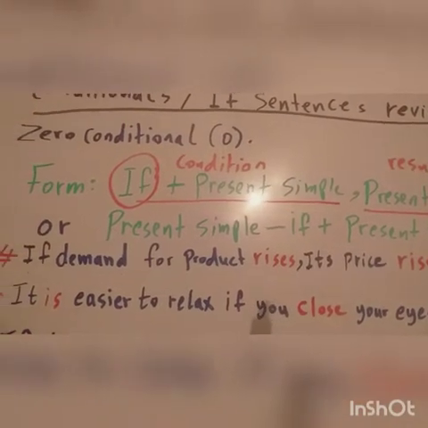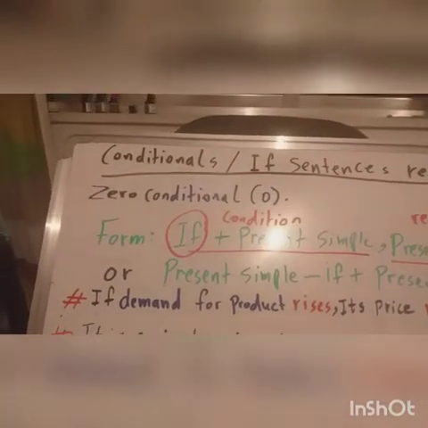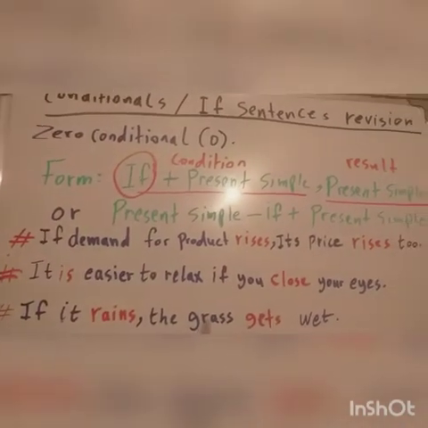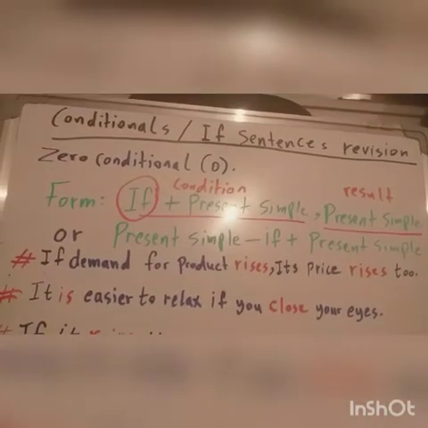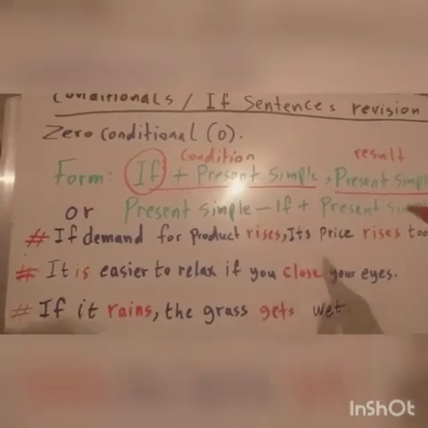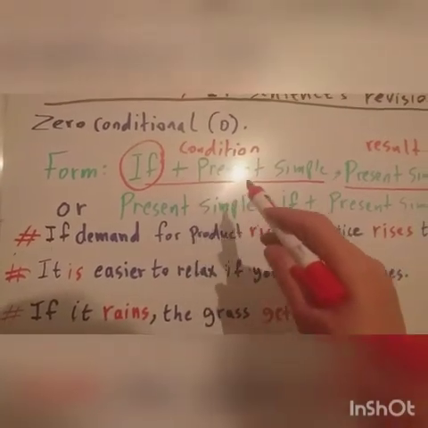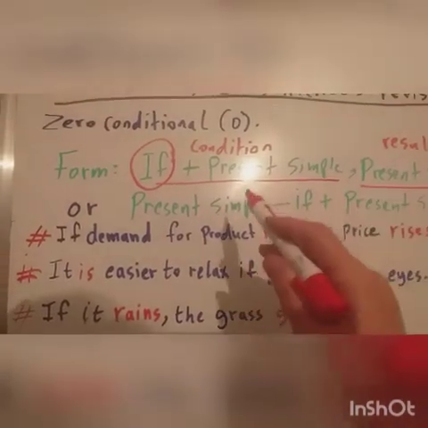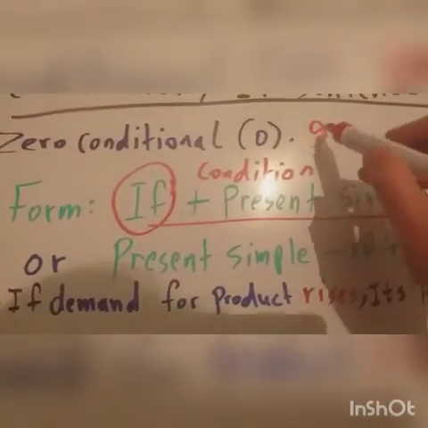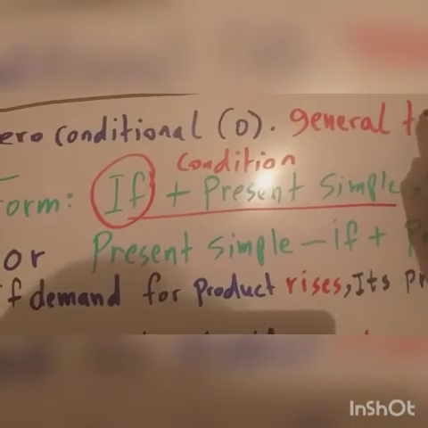where we also use the present simple tense. Looking at the concept of the zero conditional, it is to express facts or something that is always true. So we use the zero conditional to talk about general truth. Don't forget, it expresses facts and something that is always true. So we use it to talk about general truth.